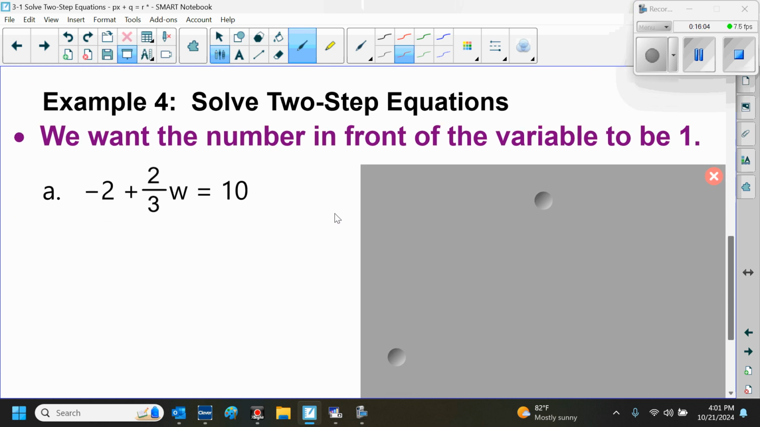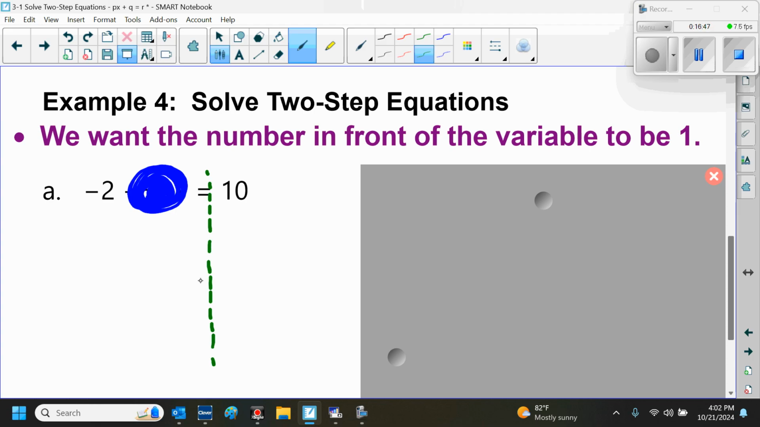Now, we are going to solve two-step equations with rational number coefficients. Now, we want the number in front of the variable to be 1, okay? So, here we have -2 plus 2/3 w is equal to 10. Now, we are going to use our cover-up method, okay? So we want to solve for w, so we're going to cover up the term that includes the w. And don't forget its sign, okay? So here is my dotted line.